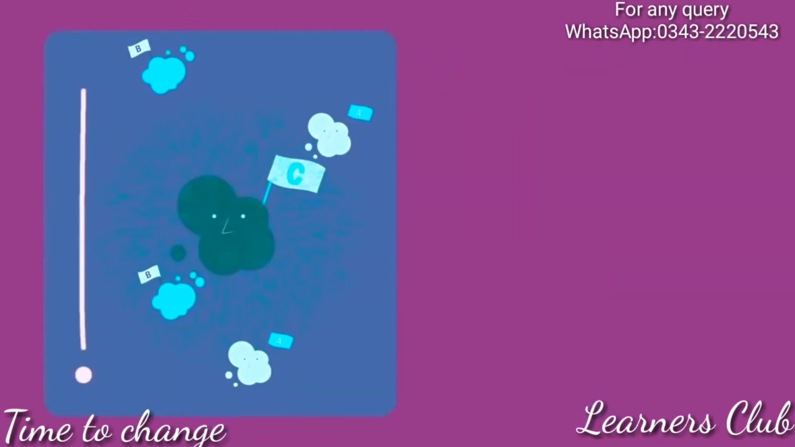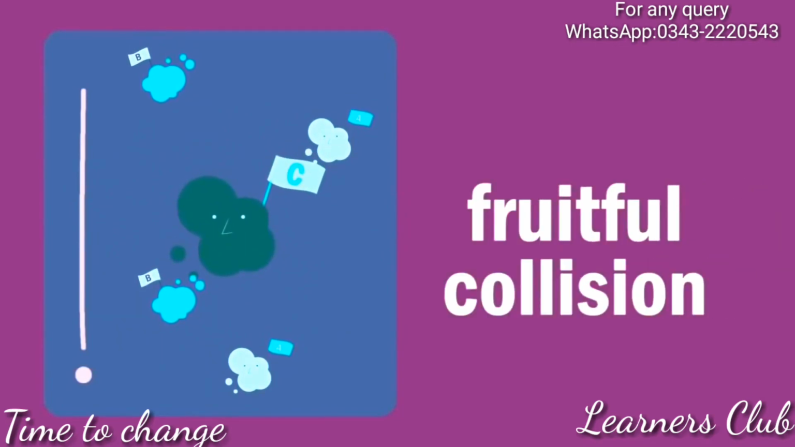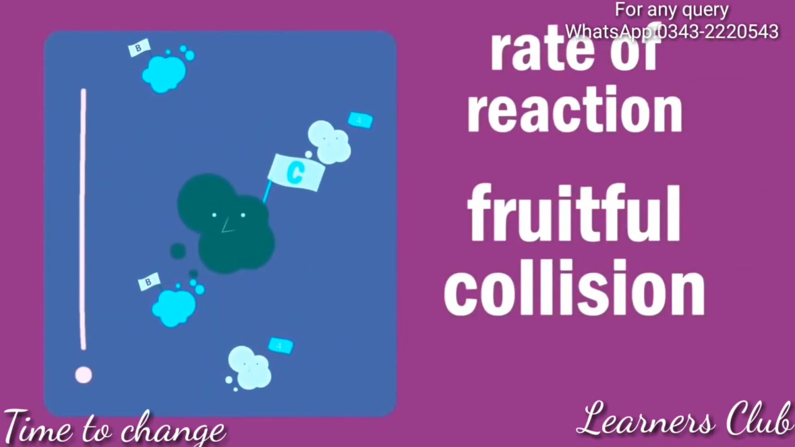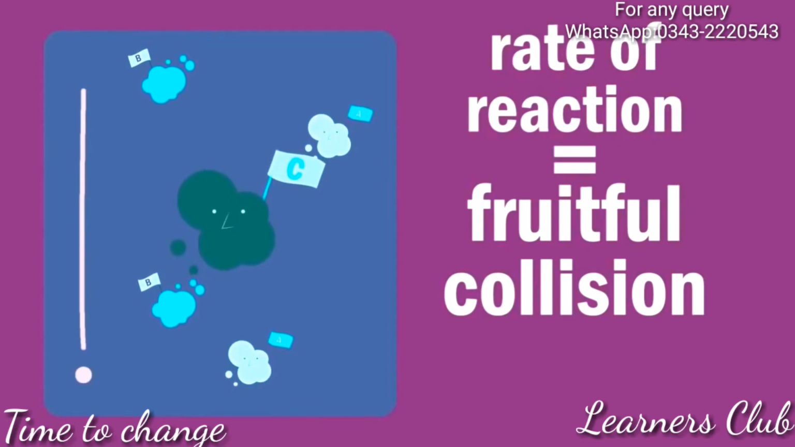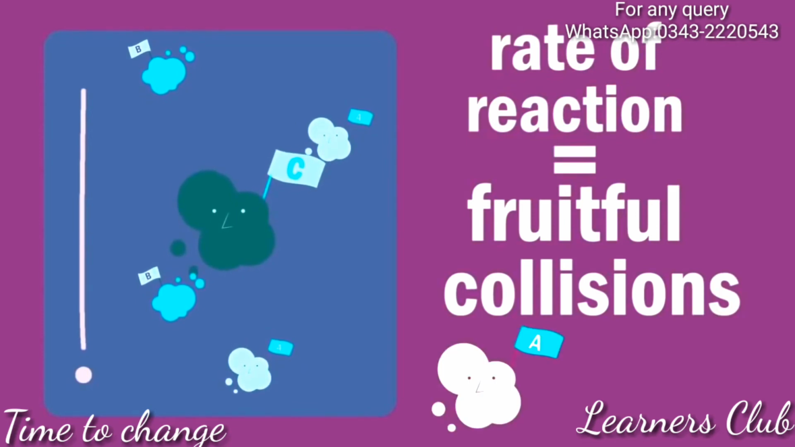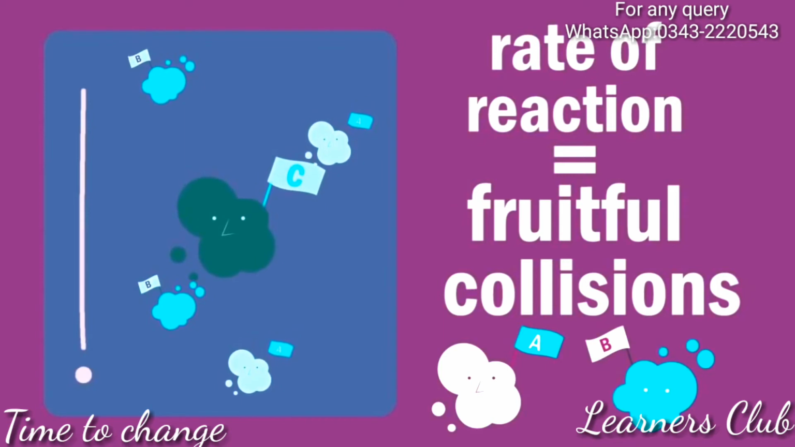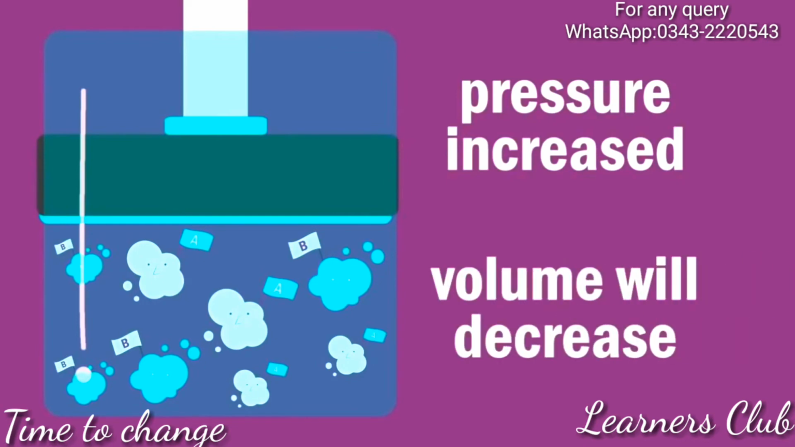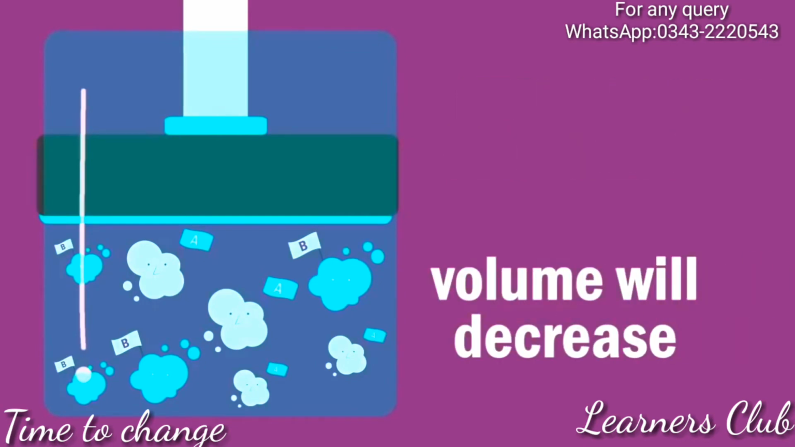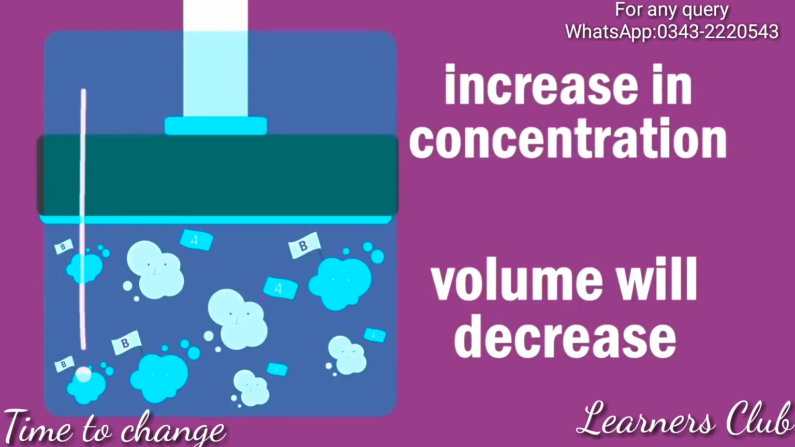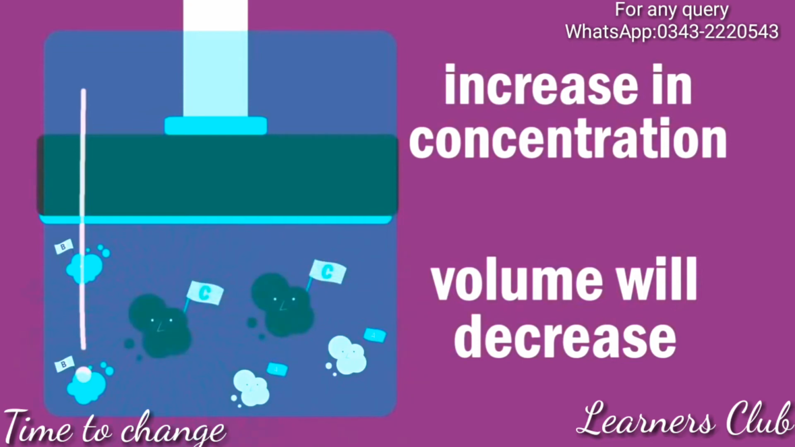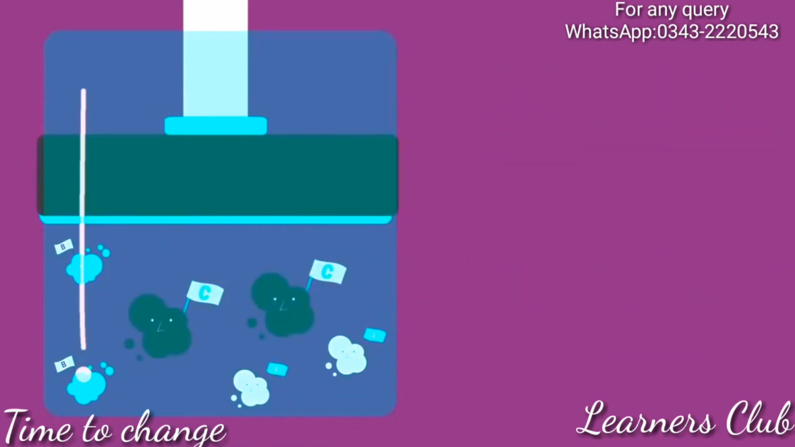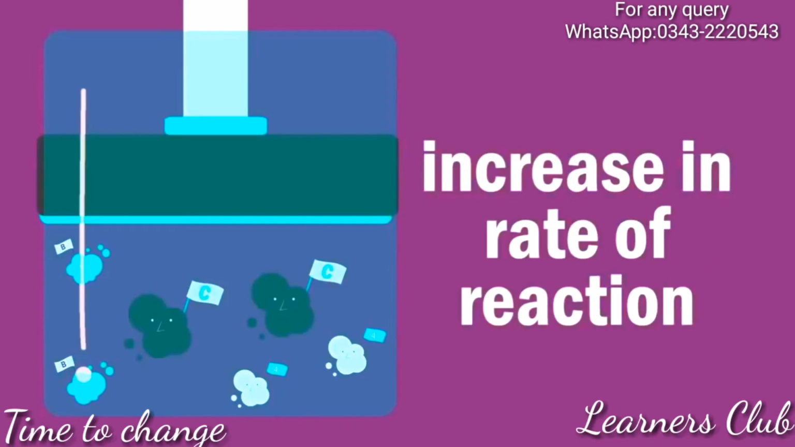A collision resulting in a reaction is a fruitful collision, so the rate of reaction can be taken as the number of fruitful collisions between A and B per second. If the pressure on this reaction is increased, the volume will decrease. As mentioned earlier, this decrease in volume results in an increase in concentration. So there are more fruitful collisions per second and therefore an increase in the rate of reaction.